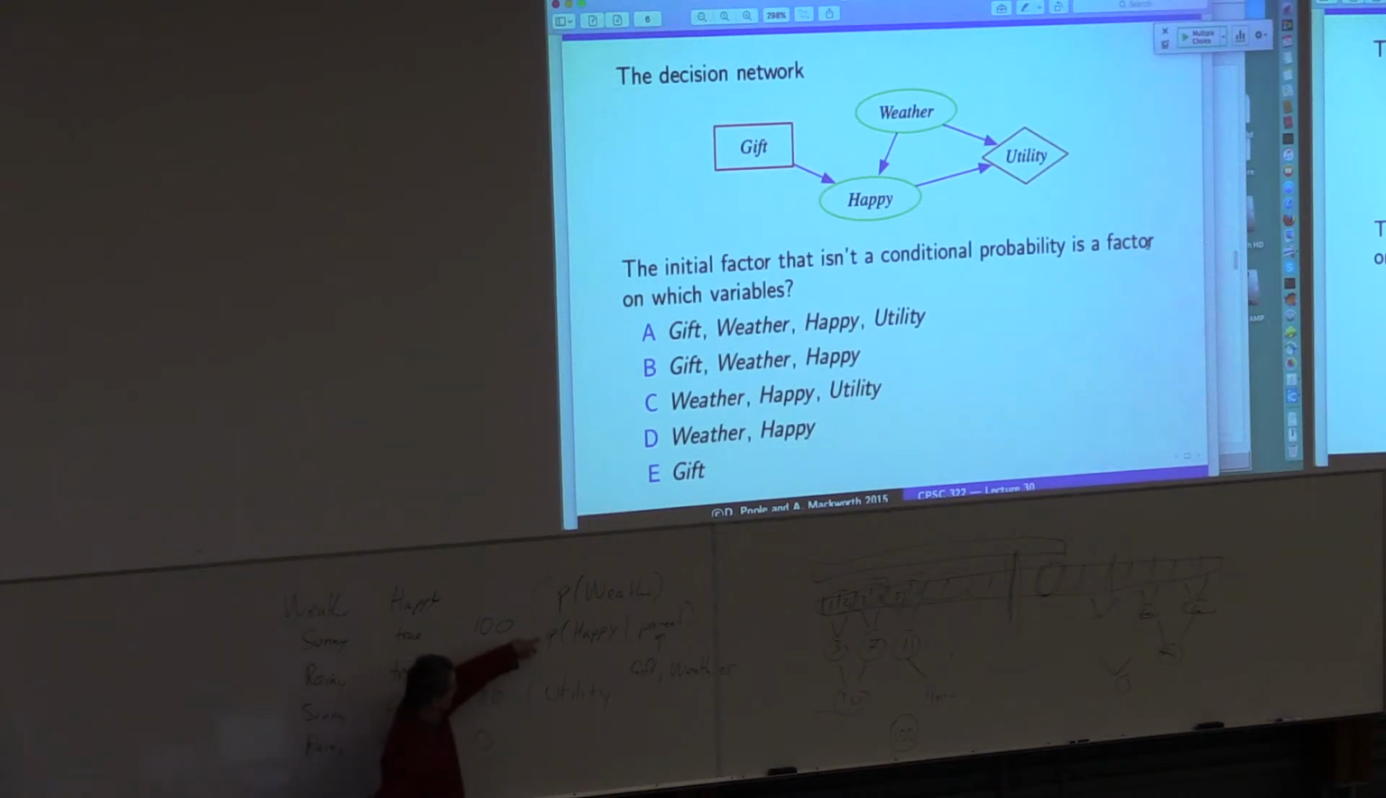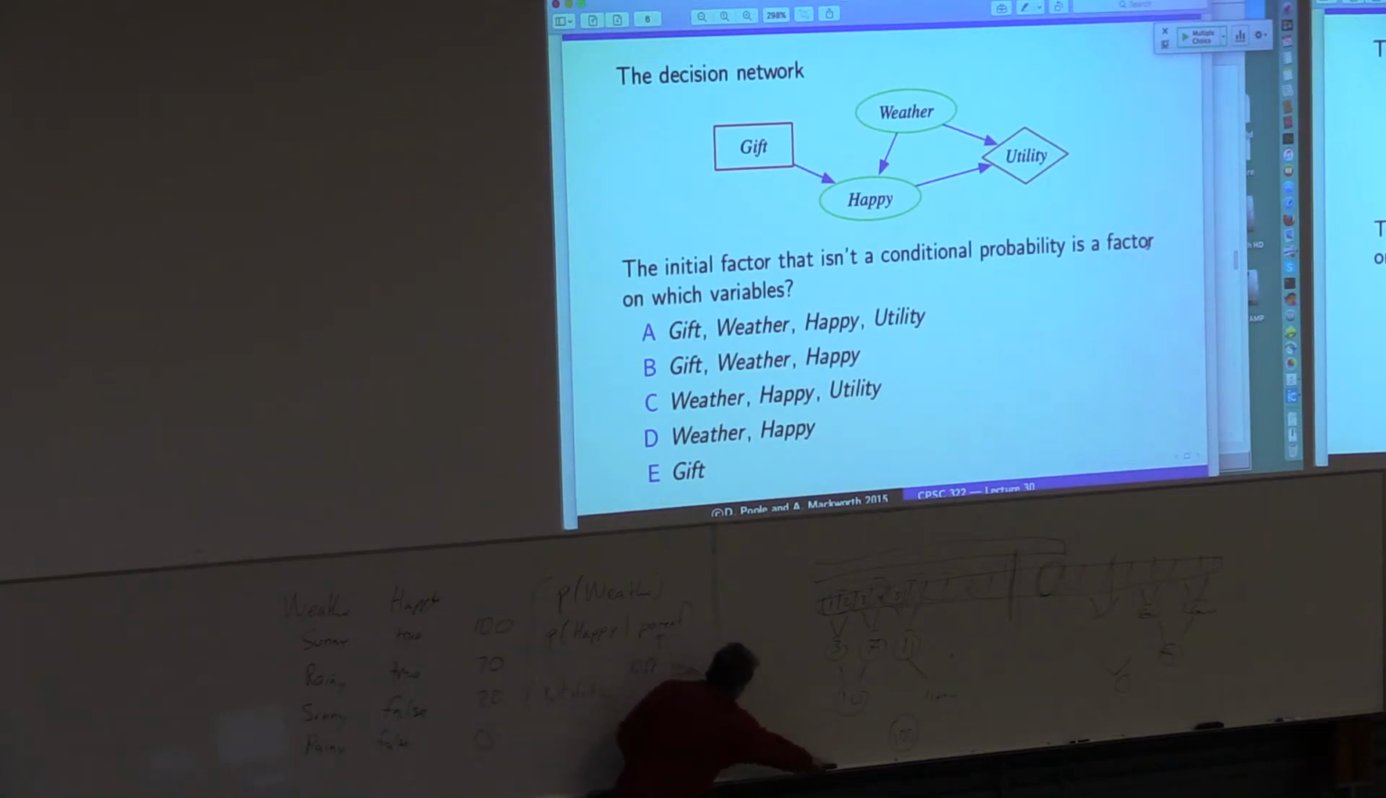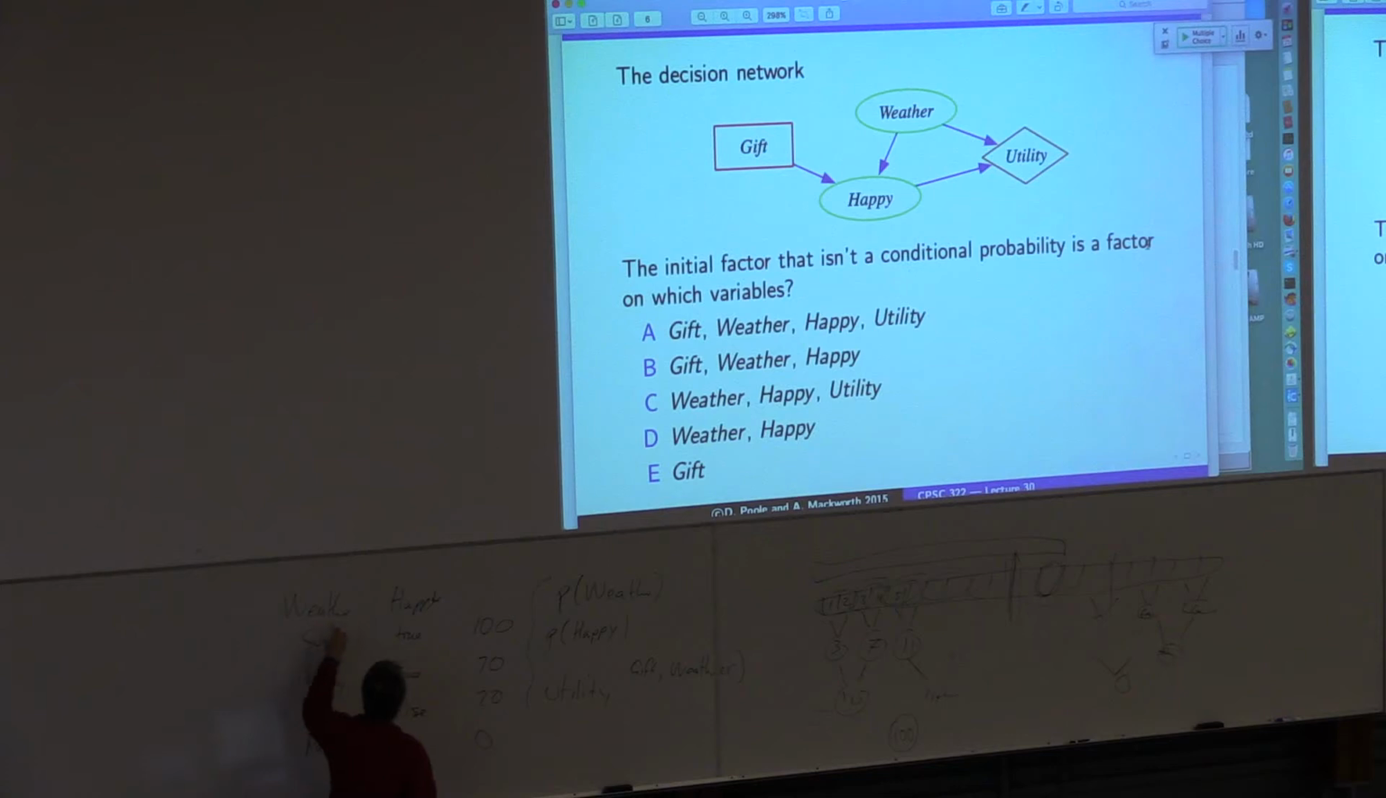That's right. So you have this happy given gift and weather. You have this factor, probability of weather. You have this happy given gift and weather. And you have the utility as a function just of weather and happy. But the question isn't a conditional probability.